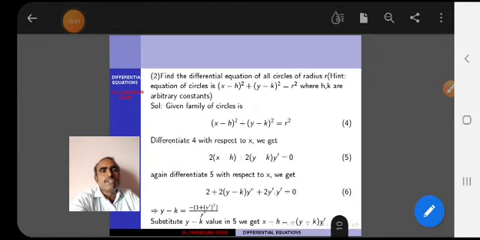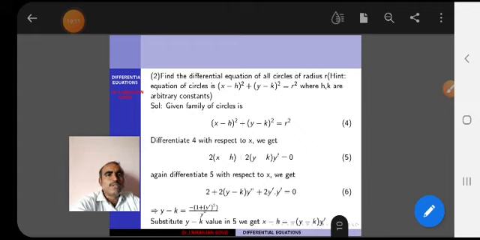Find the differential equation of all circles of radius r. So all circles of radius r are in the form of x minus h whole square plus y minus k whole square is equal to r square. Here h comma k is the center, and take h comma k as arbitrary constants. So the given family of circles is x minus h whole square plus y minus k whole square is equal to r square. Here we have two constants, so we are allowed to differentiate two times.